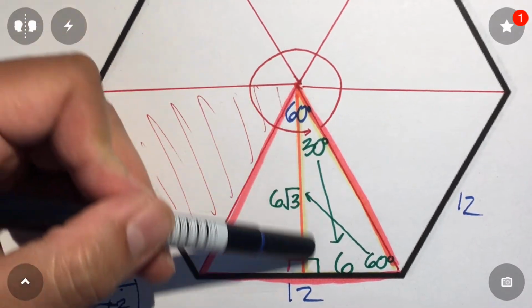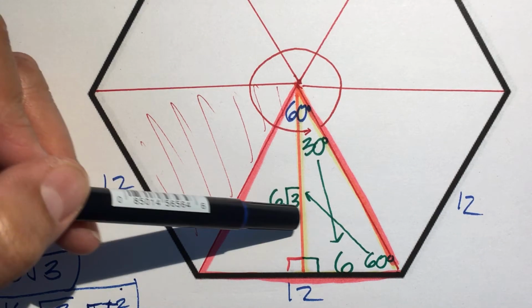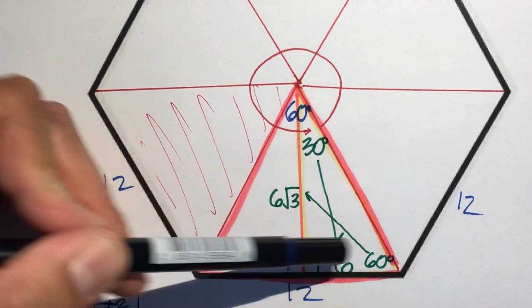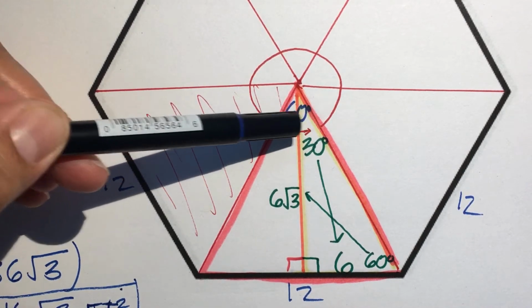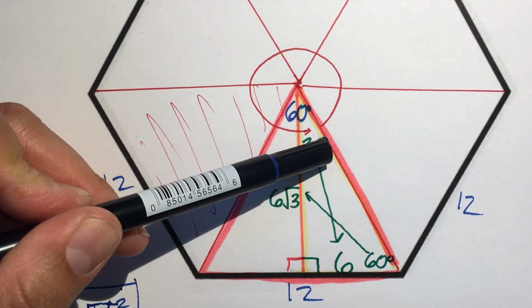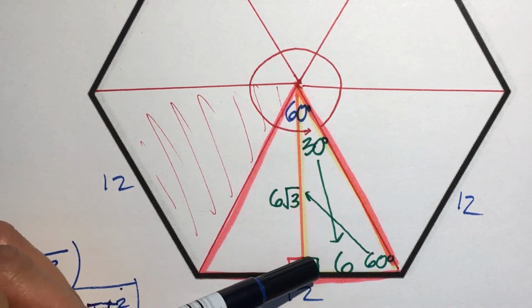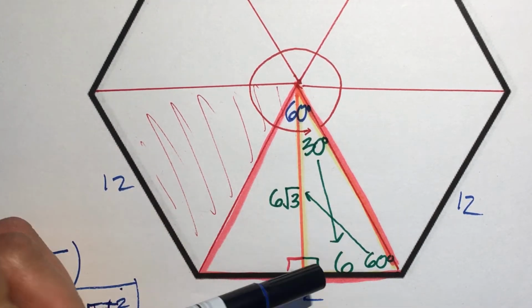And in drawing this line, we split it up into 2 triangles, and each of these triangles ends up being a 30, 60, 90 triangle, because when we drew this line, it bisected this 60-degree angle to be a 30-degree angle. And because this is 30 and this is 90, because it's perpendicular, this is a 60-degree angle. So 30, 60, 90 triangle.